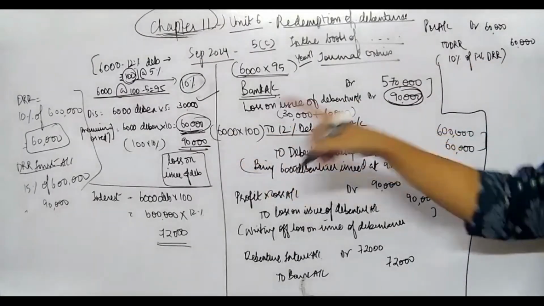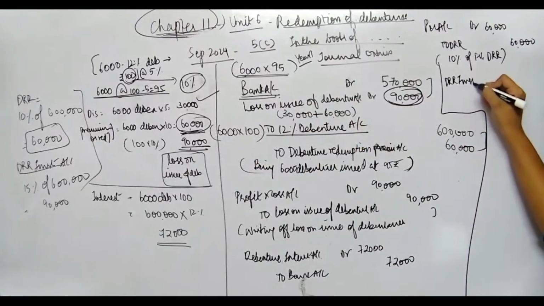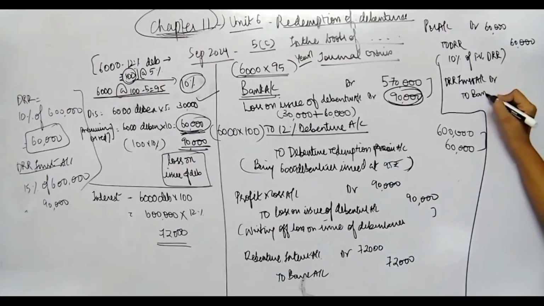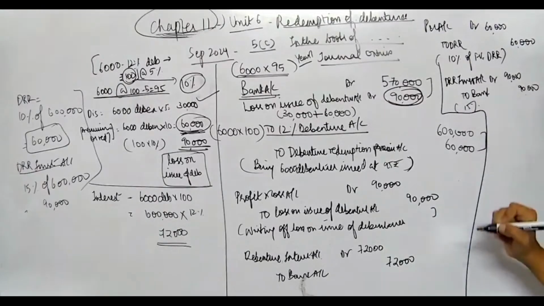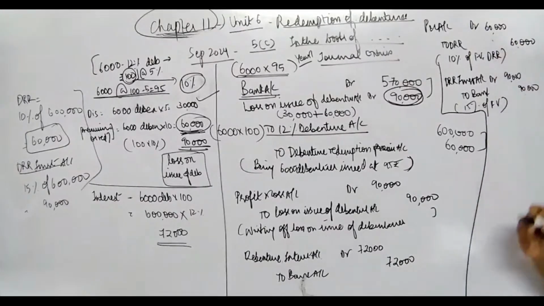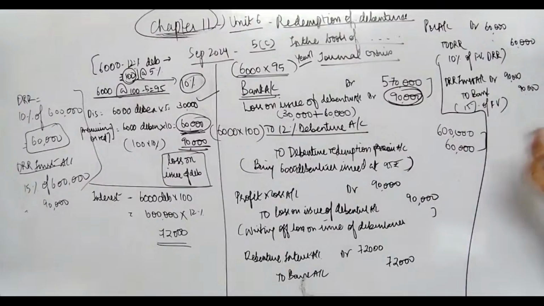Create your investment reserve, which is nothing but DRR investment account debit to bank. So I am going to invest 90,000 out of my business for the purpose of the redemption of debentures in the future. So 60,000 I created a DRR, 90,000 I created an investment reserve. That is the investment I have done outside. Is this clear till this?